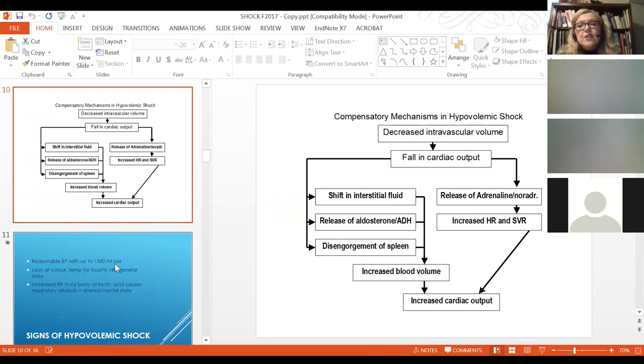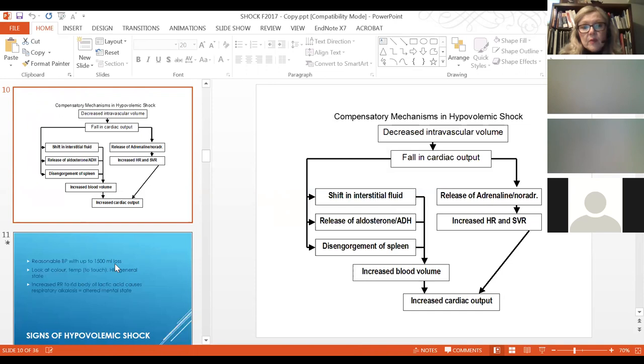You're going to have a fall in the cardiac output. So if you don't have the amount of volume going into the heart, you're not going to have the same amount of volume coming out of the heart. That will stimulate the release of adrenaline and noradrenaline. The compensatory mechanism results in an increase in heart rate and an increase in the SVR, systemic vascular resistance.